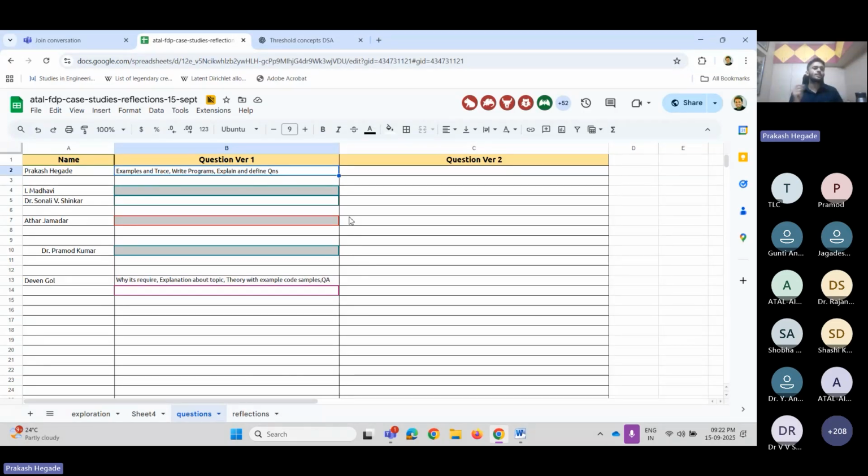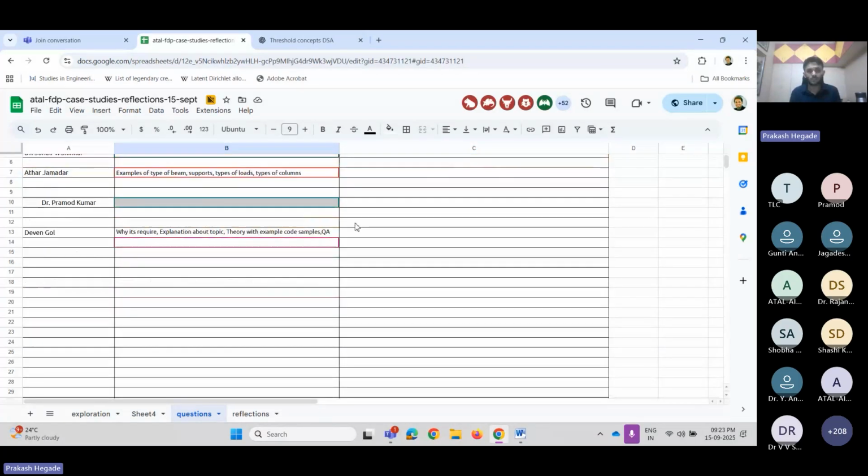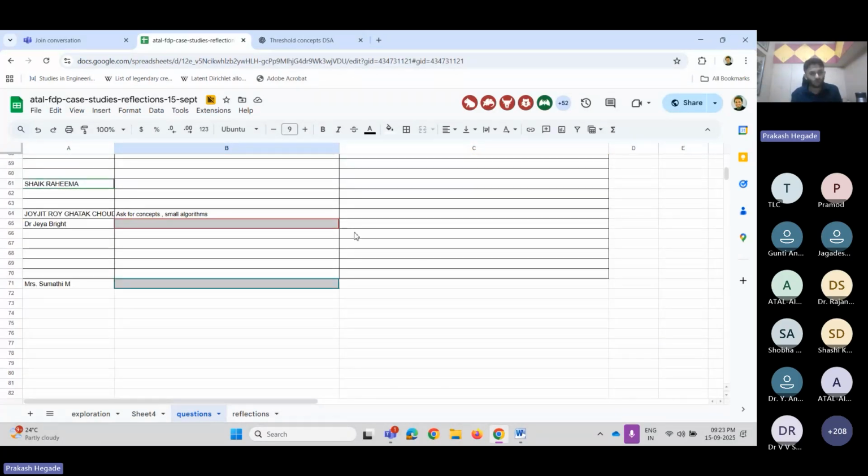Right, the answer says, why is it required? Explain the topic, the theory with example, code snippets, sample Q&A. Okay, that's exactly what I'm looking for. Now, what I'm trying to highlight is, look, for a threshold concept, do you see that we are not actually testing students in the right way? Because, like Athar sir says, examples of types of beam support, we're just asking the basic questions around them, right? Possibly. I'm also looking for anything else.